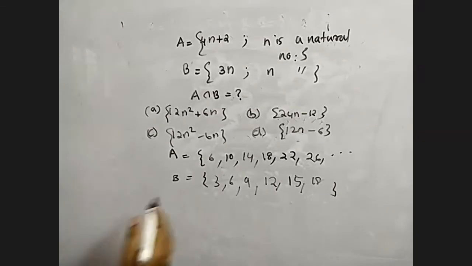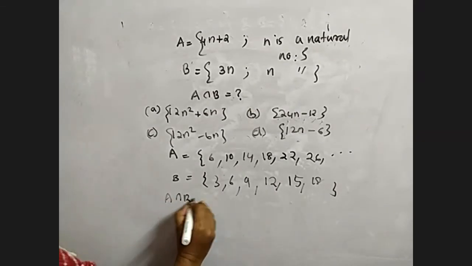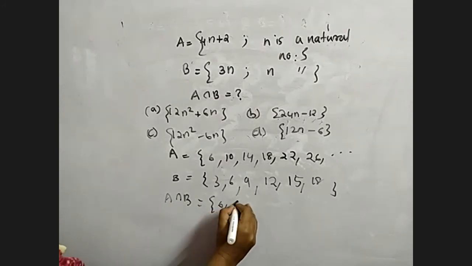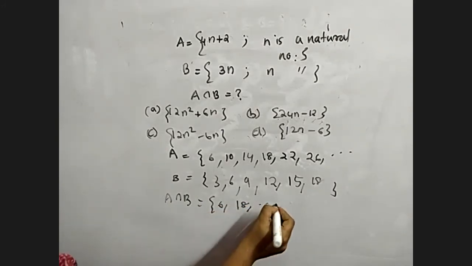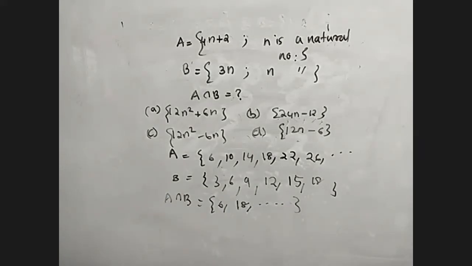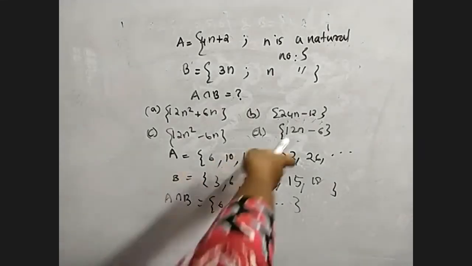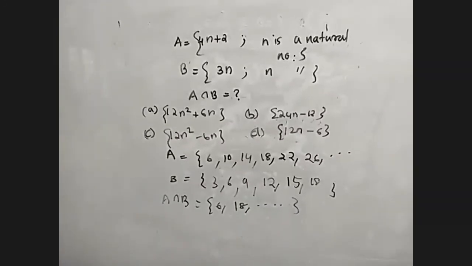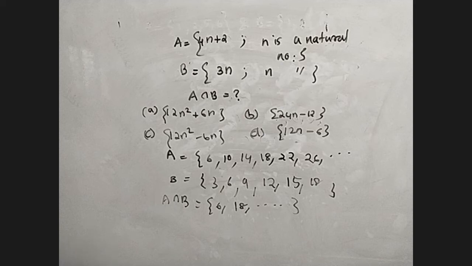A intersection B means 6, 18, etc. Isn't it? So which is the condition satisfying this one? 6, 18 and all, which is the condition? Option D. B or D? D. Yes, D is correct.